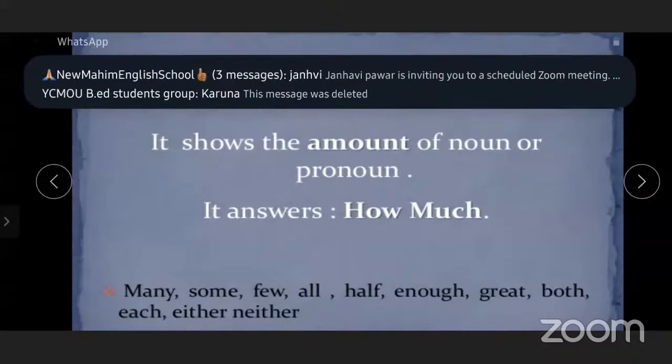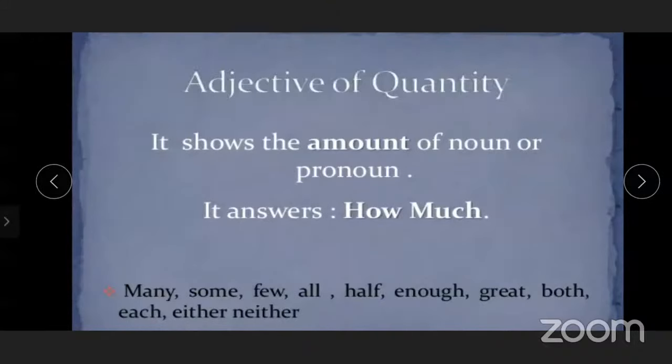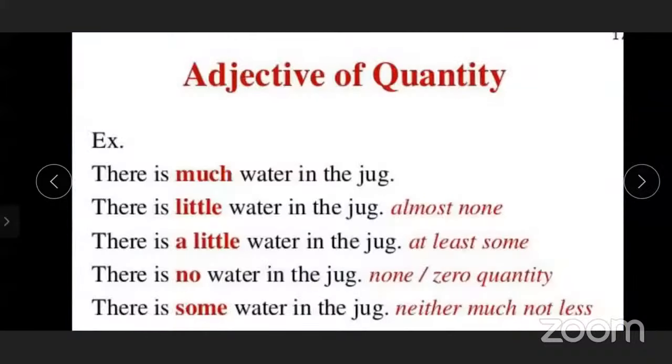And these are the words of adjective of quantity. See, many, some. Can you read? Some. Many, some, few. Few. All. Half. Enough. Great. Both. Each. Either. Yes.